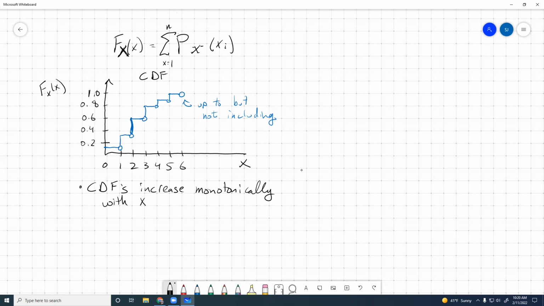Because as you go across the different options for X, the different potential outcomes, you're just adding whatever incremental probability you pick up along the way. So you're not going back down. So they always go from 0 to 1, 0 probability at one end, 100% at the other end, and then we increase monotonically. And then CDFs always converge to 1.